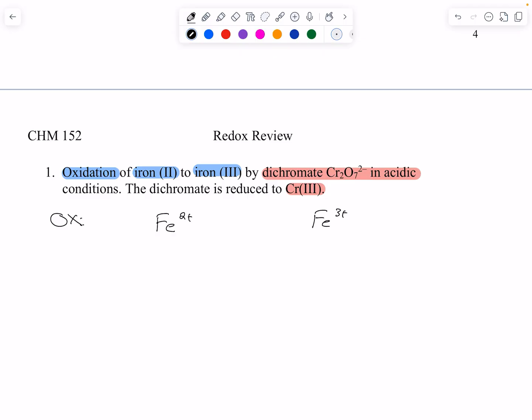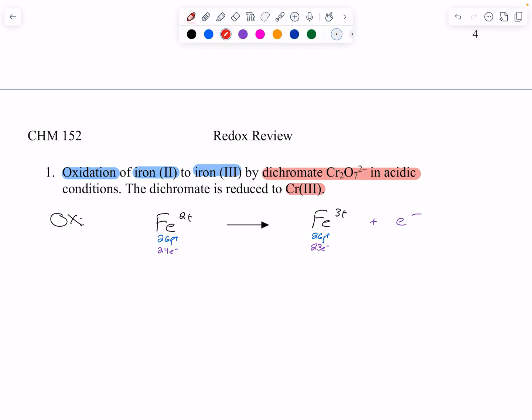Where's the plus electron at? That's the question. Well, we have 26 protons at both. Here, I have 24 electrons and 23 electrons. So I need my plus electron over there for my oxidation. We can always do that if we need it. So there's the oxidation.